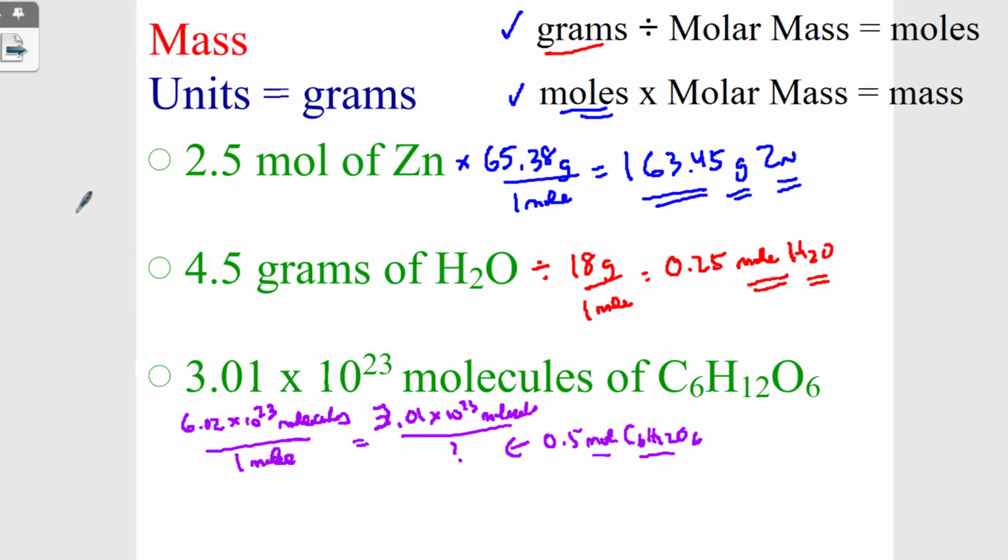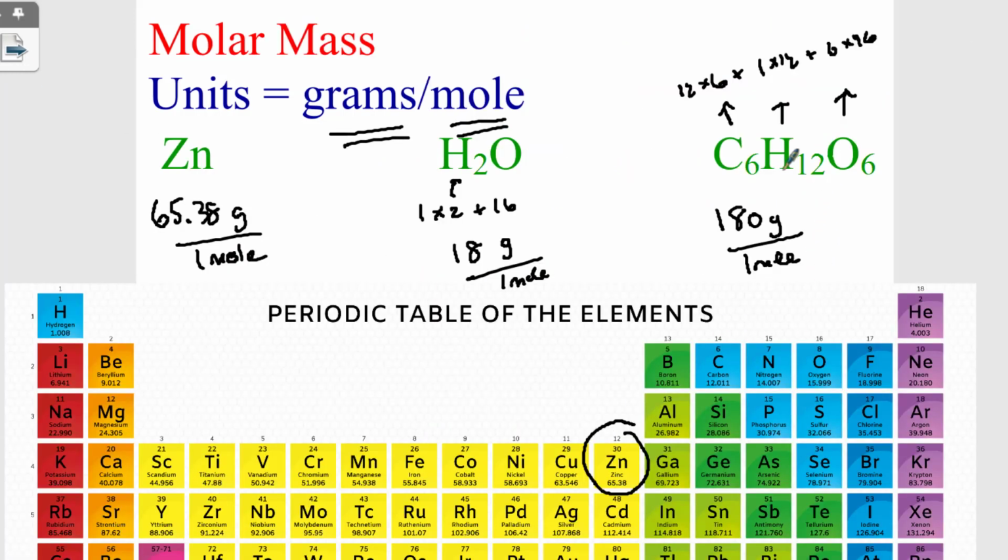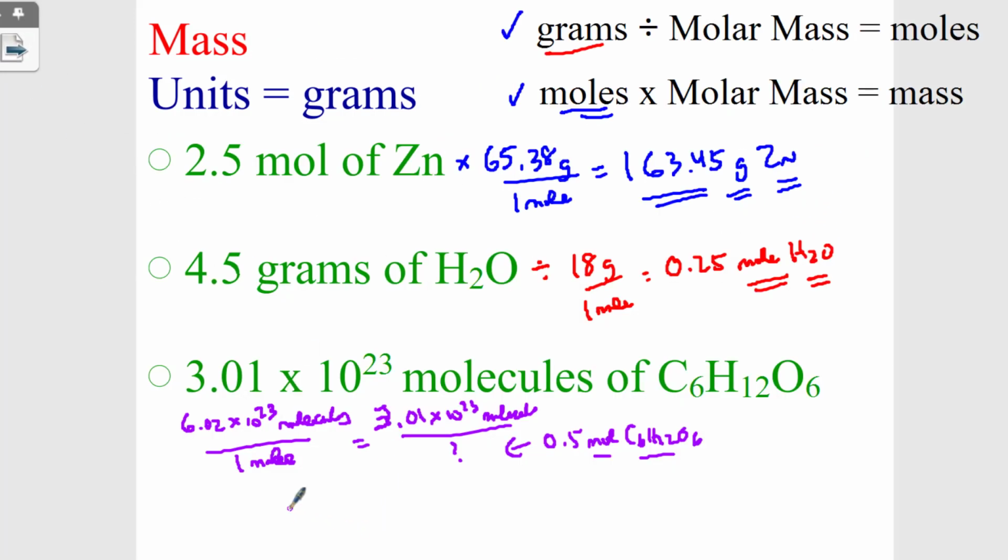So if you have moles, well, if we come back and we know C6H12O6 is 180 grams per mole, I'm going to do this all by proportions. 180 grams for every 1 mole. I only have 1/2 mole of this C6H12O6. So if 180 grams equals 1 mole, what would equal 1/2 mole? Well, that's going to have to be 90 grams. If you don't see it, cross multiply. 90 grams of C6H12O6. So if I have 90 grams of C6H12O6, I have 3.01 times 10 to the 23rd molecules of C6H12O6.